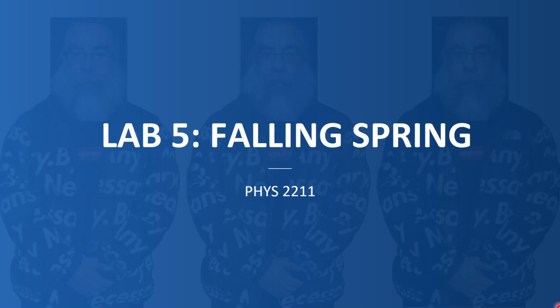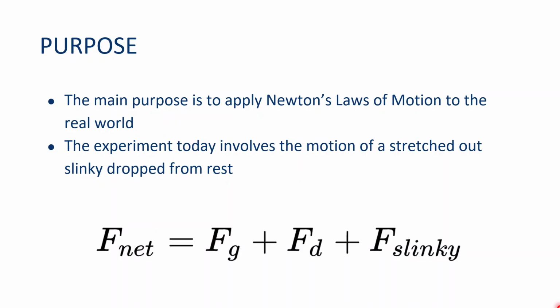Lab 5, Falling Spring. The main purpose is to apply Newton's laws of motion to the real world. The experiment today involves the motion of a stretched out Slinky dropped from rest. We'll be measuring its motion and create a model to determine why the bottom of the Slinky remains in the same position for a period of time. We'll be using the net force principle.